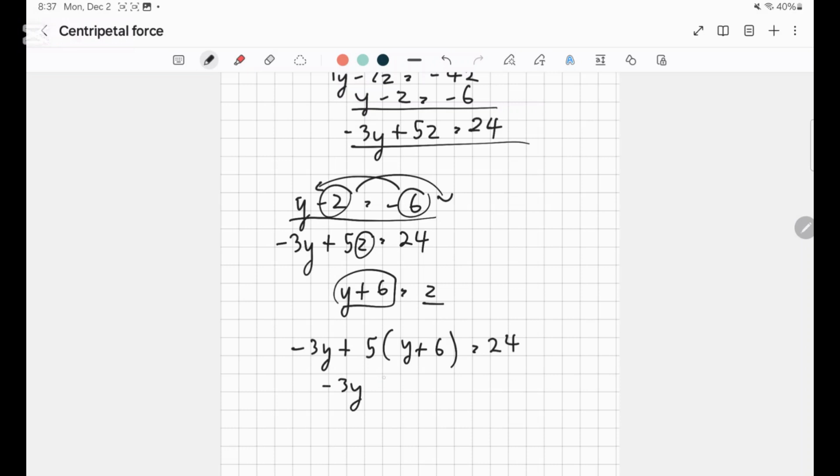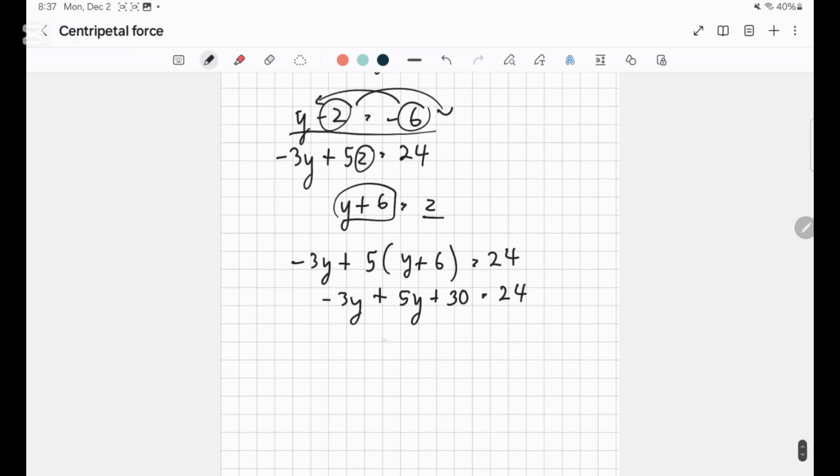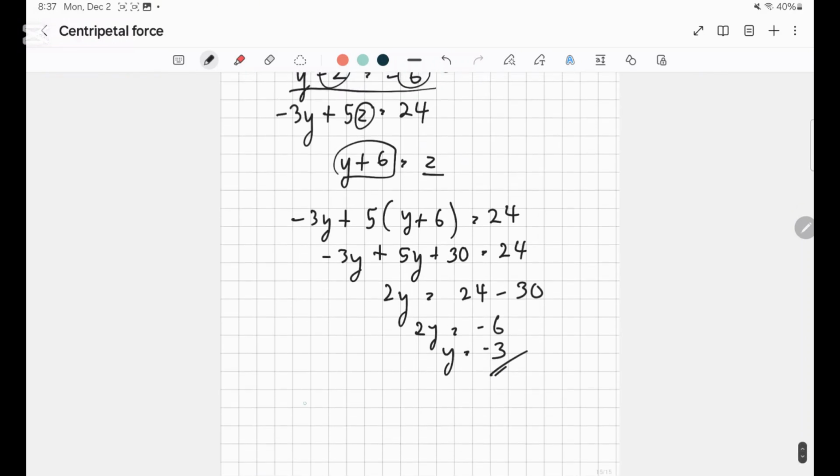Minus 3y plus 5y plus 30 equals 24. So 2y equals 24 minus 30. 2y equals minus 6, y equals minus 3. That was the same answer we got previously, right? Then so we have y plus 6 equals z. Z equals minus 3 plus 6, which is 3.